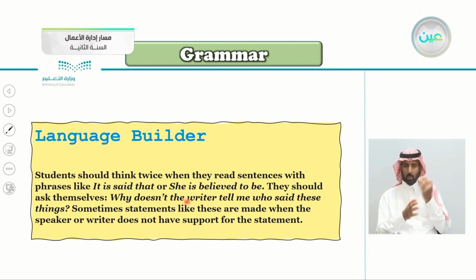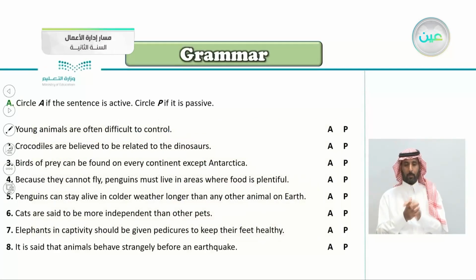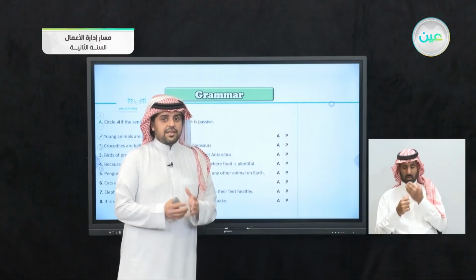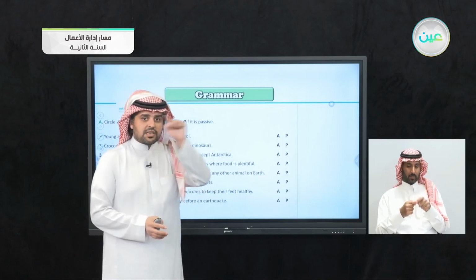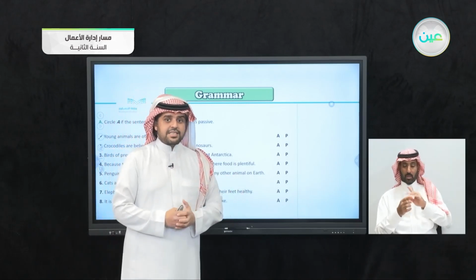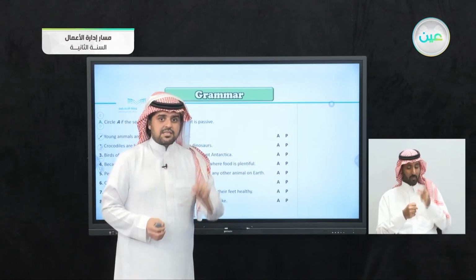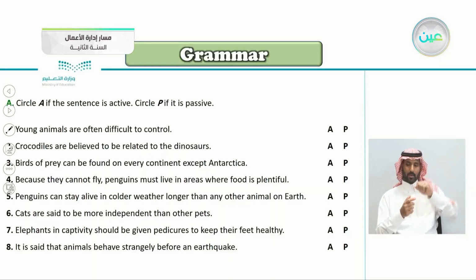So why doesn't the writer tell us who said these things, who said these words? Sometimes statements like these are made when the speaker or even the writer doesn't have support for the statement. So we don't know who said it. So exercise A here, circle A if the statement is active, P if passive. So we'll be reading all of these statements. If it is an active statement, just put a circle on the A as an active. If it is a passive statement, just circle the P with passive.